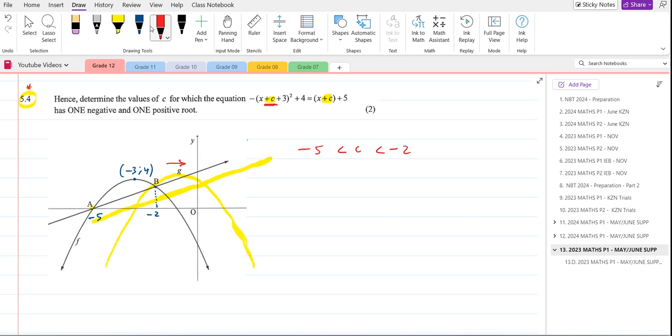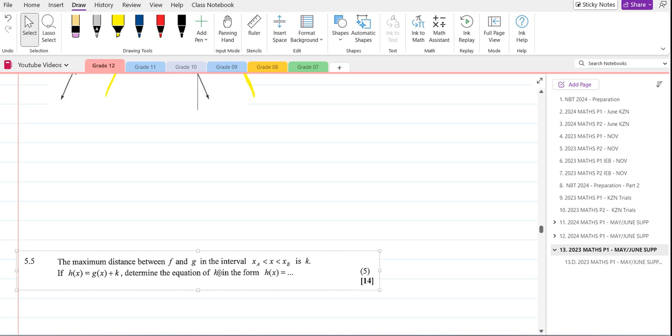Right, so I hope you guys understood that. So that's my answer here, -5. The answer needs to be between -5 and -2. Let's move on to the next problem.